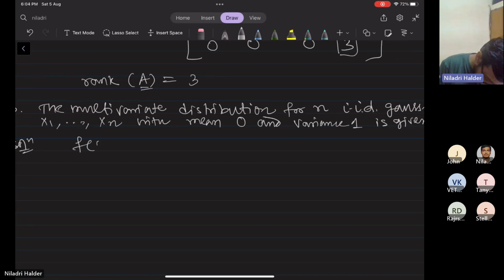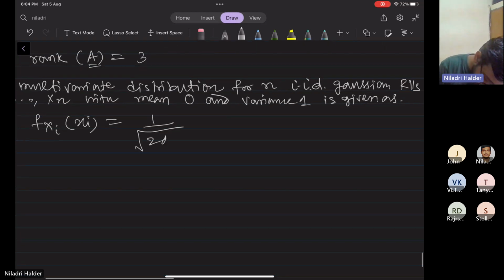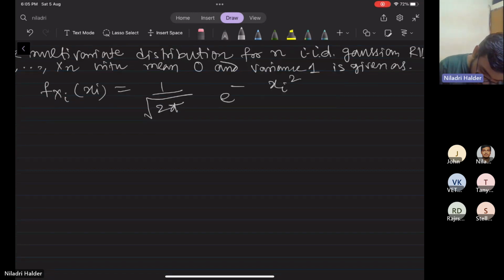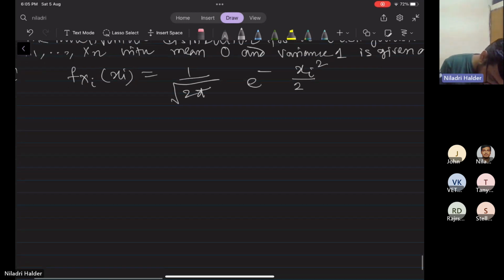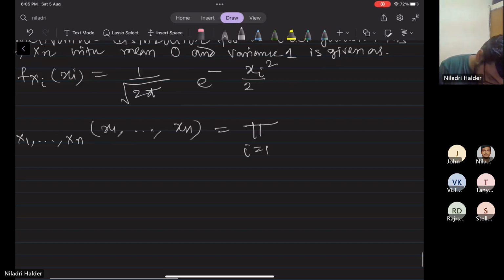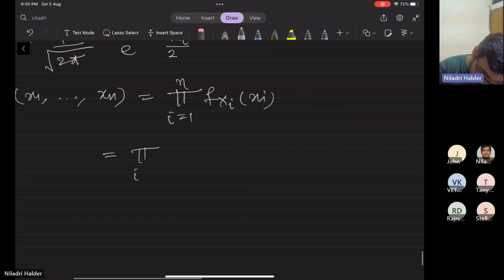So first f of xi. What will be the distribution of any one random variable? It is equal to 1 over root of 2 pi sigma square, sigma is 1, so 2 pi, e power minus (xi minus 0) square divided by 2 sigma square, so it's a 2 only. Then what will be the distribution of f of x1 to xn? All will be the multiplication over 1 to n of f of xi, as they are IID.